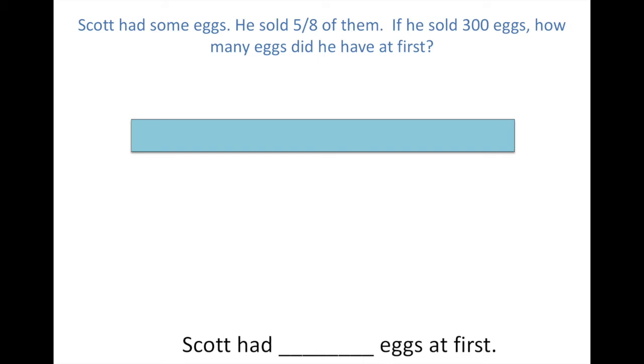Scott had some eggs. It doesn't tell me the total number of Scott's eggs. That's actually what we want to find. We're asked how many eggs did he have at first. So if it just says he has some eggs and we don't know the total amount, we're going to put a question mark for that piece of information. So I draw a bracket above the whole bar and put a question mark for some eggs.